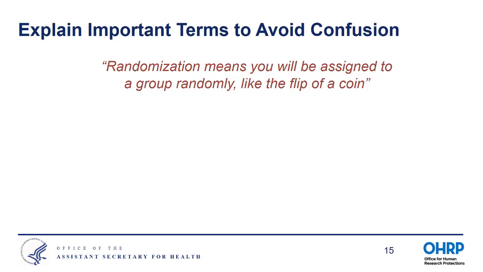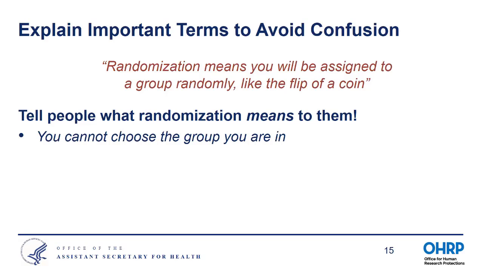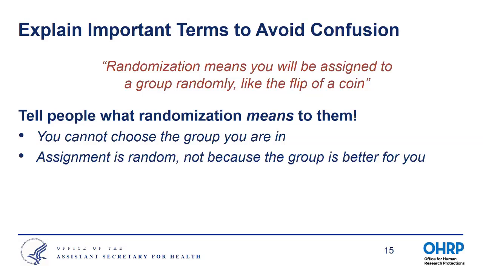What we're not saying here that I'd like to suggest is important to say is what randomization means to them. If they join this study, what will it mean to be randomized to a group? And there's a lot of information you can give here that's important for them to have. For example, you cannot choose the group you are in, right? Now that sounds like a statement of the obvious, but we need to be really, really clear so there's no misunderstanding, right? So if you're joining a randomized study, you will not be able to choose the group that you are placed in. The assignment is random. It is not done because this particular group is better for you. That's a really common point that is sometimes misunderstood.